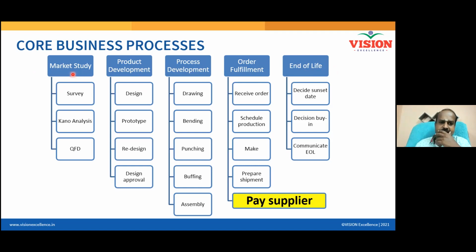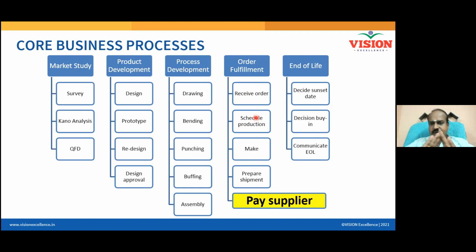And under market study or under product development, there will be designing, prototyping, and then redesigning and design approval. These are called level 2. Similarly, come to the order fulfillment. Receiving the order is a process. Somebody will be working on order receiving, isn't it? Sales and marketing.